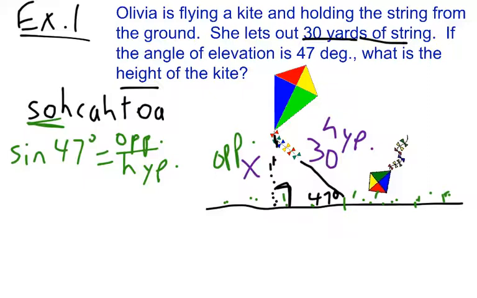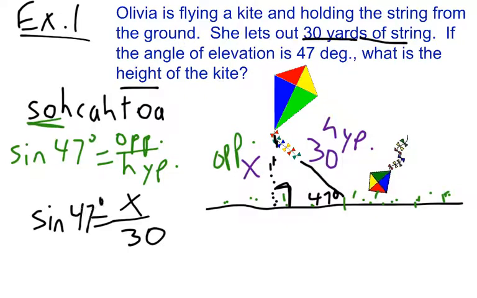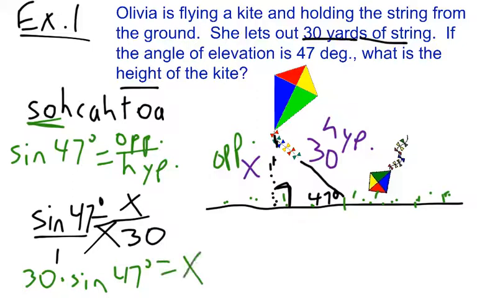And then I'm going to fill in, my opposite was x, my hypotenuse is 30. I'm just filling those in to my ratio, and I'm going to solve this proportion. So cross multiply, and that's really sine of 47 over 1. So we have 30 times the sine of 47 equals x times 1, which is just x.